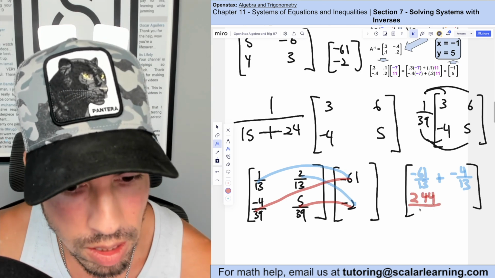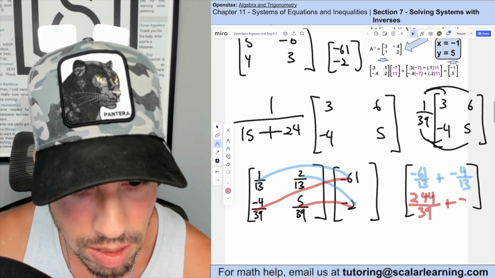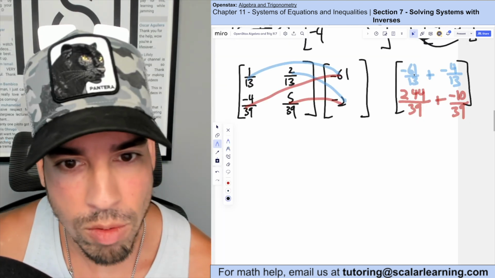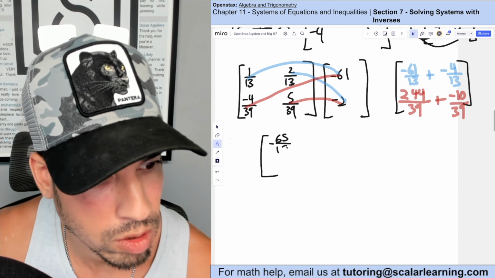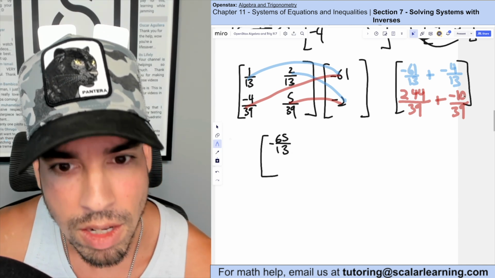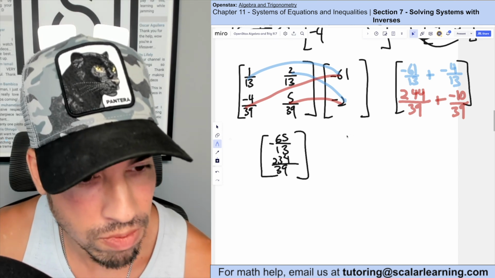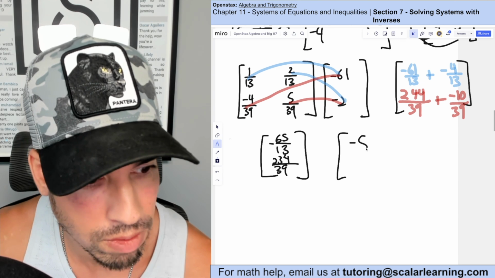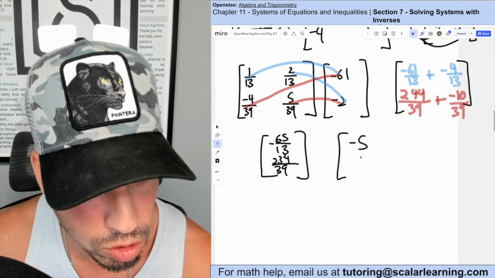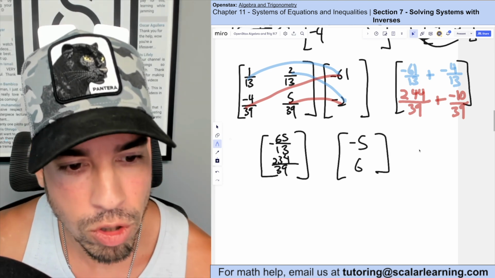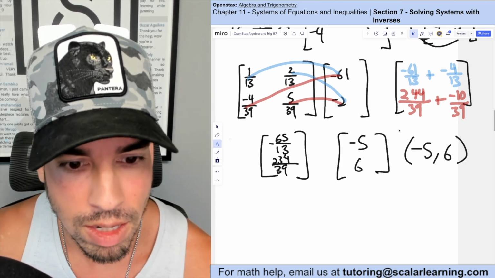So that's going to be 244 over 39, right? The negatives are going to cancel out. Plus 5 times negative 2 is negative 10 over 39. So now when we add those together, that is negative 65 over 13, and 244 plus negative 10 is 234 over 39. And both these simplify to, that one simplifies to negative 5. 234 divided by 39 is 6, right? 6 times 39 is 180 plus 54 is 234. So like that. And those are our two solutions. That's x, that's y. So in a coordinate, it'd be negative 5, comma 6. That's how you do it.